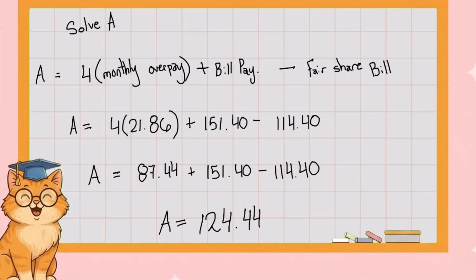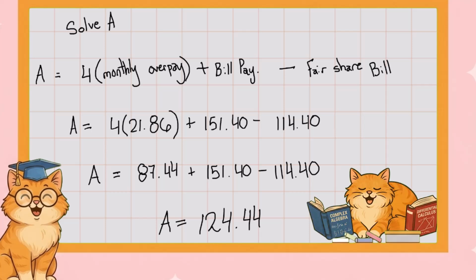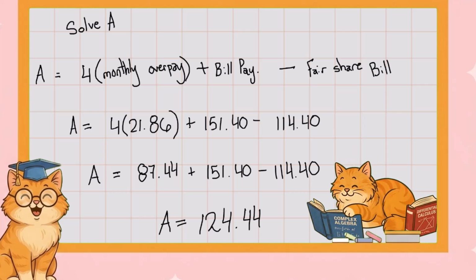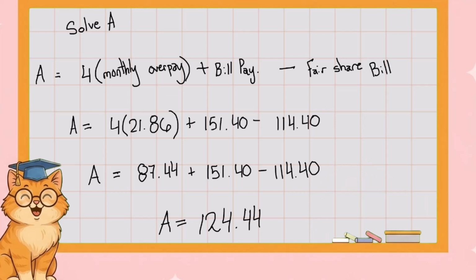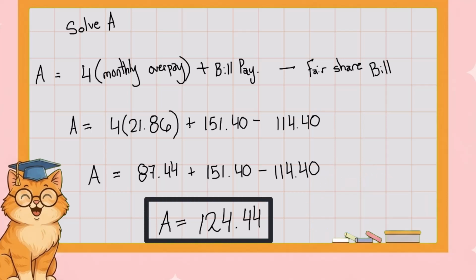Before we close this out, I'll also put up the equation of how you'd go about solving it if you were just trying to solve for A. You would have 4 times your monthly overpay, you would add in the additional bill, and you would subtract out what the fair bill portion would have been. And you'll see that solving it this way, you once again get $124.44 when we're solving for friend A.